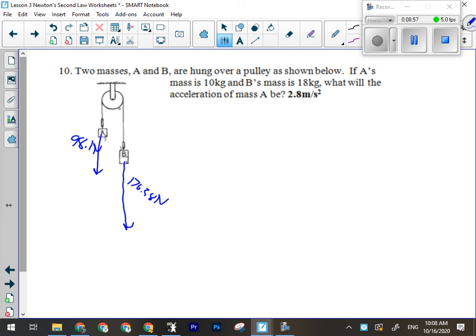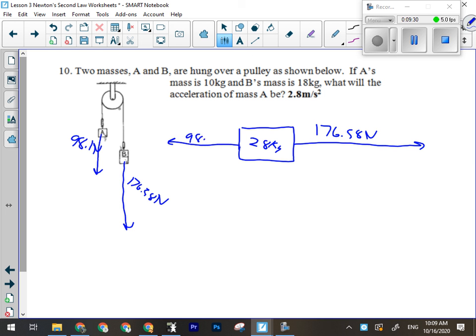And so I want to calculate the acceleration of mass A. In order to do that, though, I need to know what about the system? The net force. Yeah. I'm going to have the two forces that are acting in the system. So what I want to do is, again, simplify the system, so that I'm reflecting that I have 28 kilograms worth of mass that's being pulled this way by 176.58 newtons, and this way by 98.1 newtons worth of force, because these two masses are what's going to drive the whole thing to move.